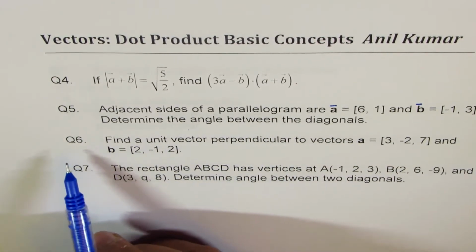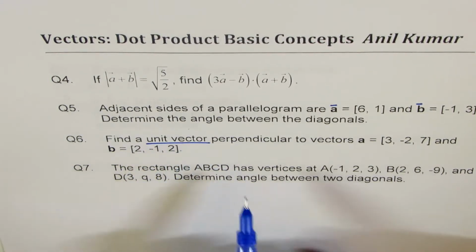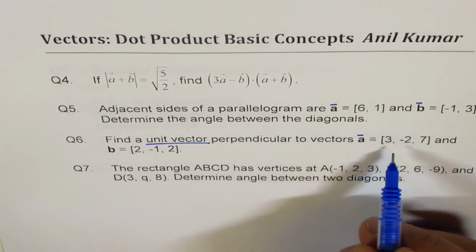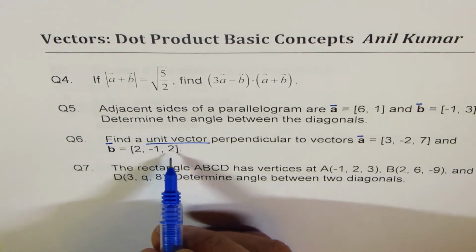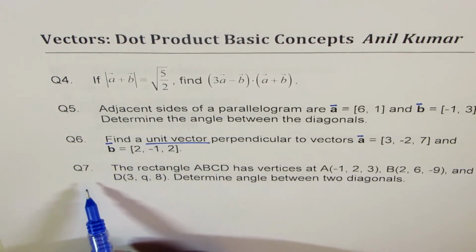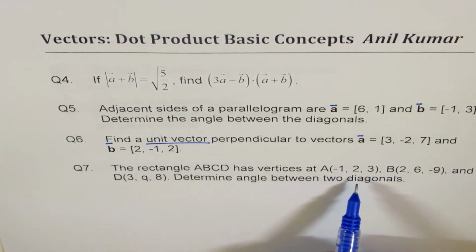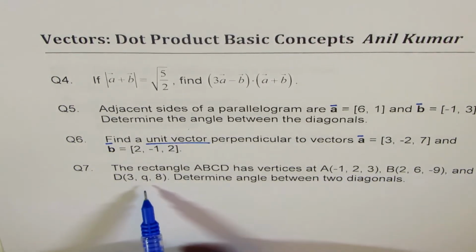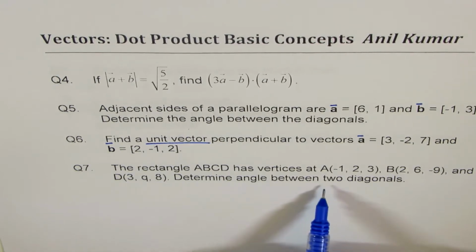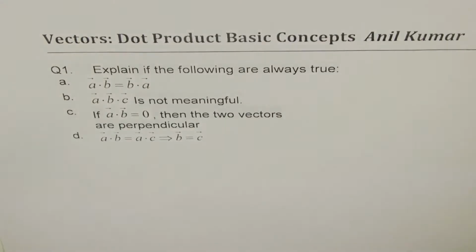Question number 6. Find a unit vector perpendicular to vectors A, which is 3, minus 2, 7, and B, which is 2, minus 1, 2. Question number 7. The rectangle ABCD has vertices at A (minus 1, 2, 3), B (2, 6, minus 9), and D (3, Q, 8). Determine the angle between the two diagonals. So I'd like you to answer these questions and then look into my suggestions.